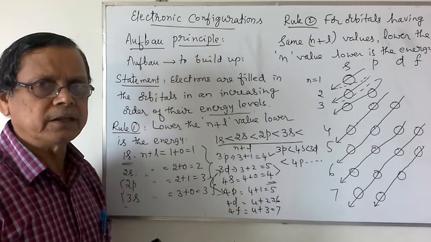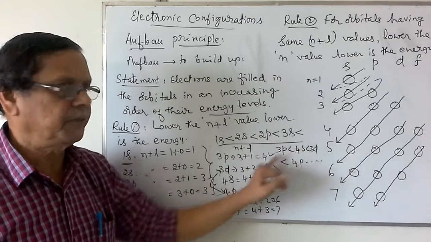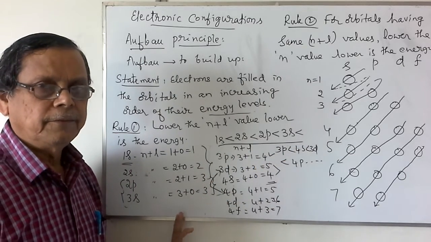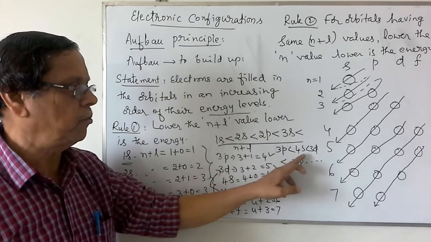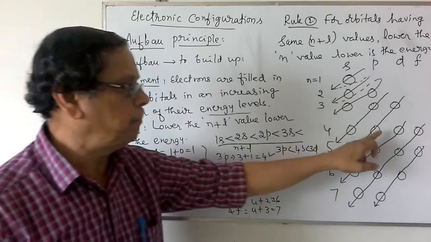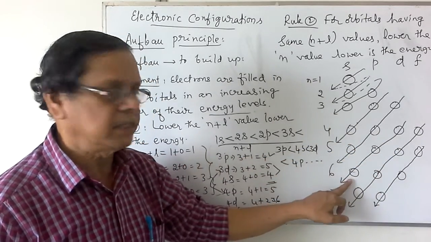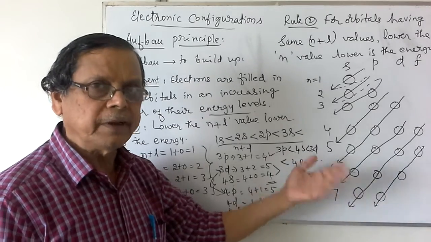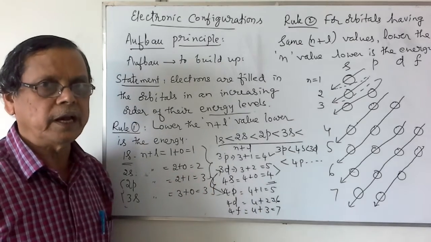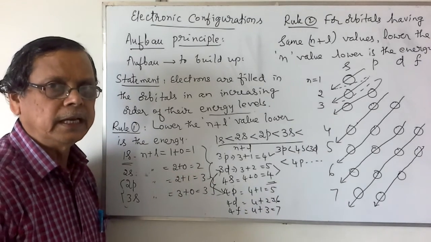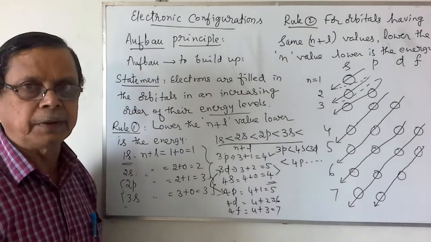While writing the electrons in the various orbitals, we should remember the increasing order of the energy levels for these various orbitals: 1s, 2s, 2p, 3s, 3p, 4s, 3d, 4p. After 4p, we have to write 5s and then 4d, 5p, 6s. We will come across all these rules, or we are following all these rules when we write the electronic configurations. So this is the first one, that is called as the Aufbau principle.